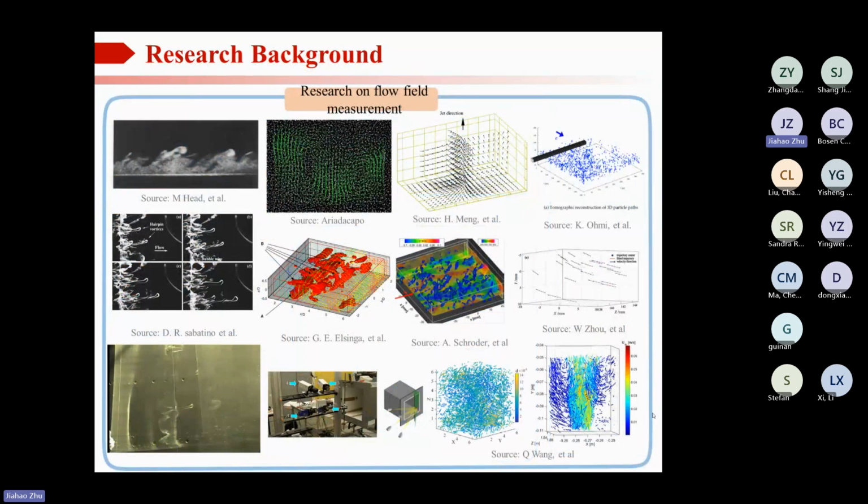In terms of flow field measurement, scholars at home and abroad have made many breakthroughs. In recent decades, many non-contact image measurement methods have been developed rapidly, such as PIV, PTV, and PSV technology, which can obtain high resolution two-dimensional and three-dimensional flow fields, particle trajectory flow fields, and so on. Then I will introduce our work on the measurement of the turbulent boundary layer flow field.